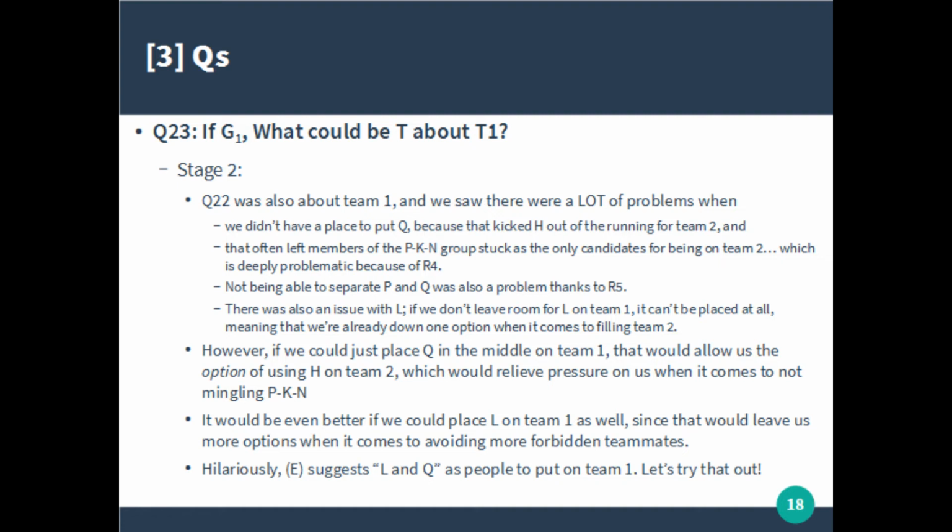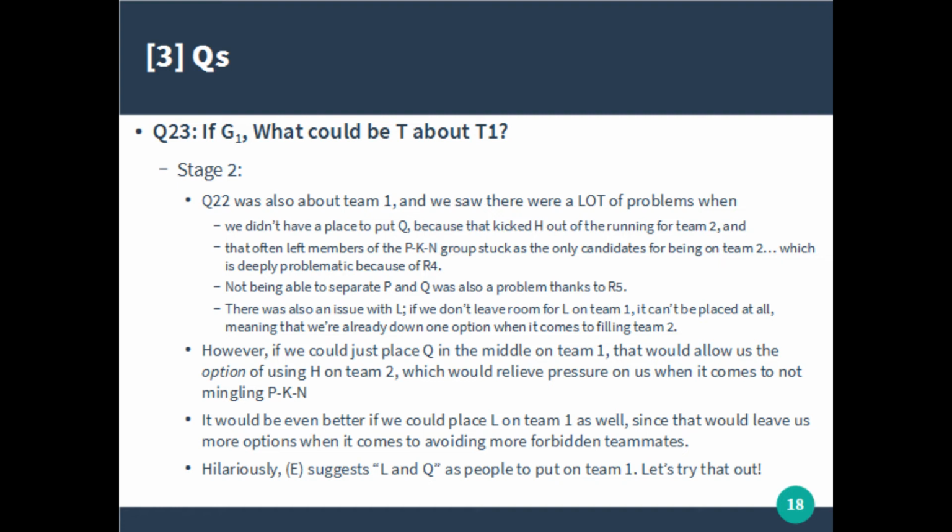That leads me to think that if we could just place Q in the middle on team 1, that gives us the option of using H on team 2, which would relieve that pressure on us when it comes to trying to avoid mingling P, K, and N, because those don't really play nice with each other. And furthermore, it would be even better if we could place L on team 1 as well, because L is quite restricted.